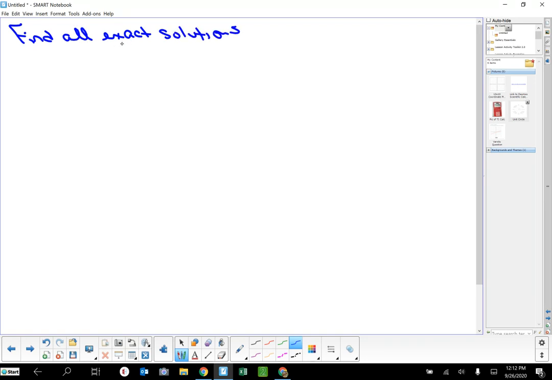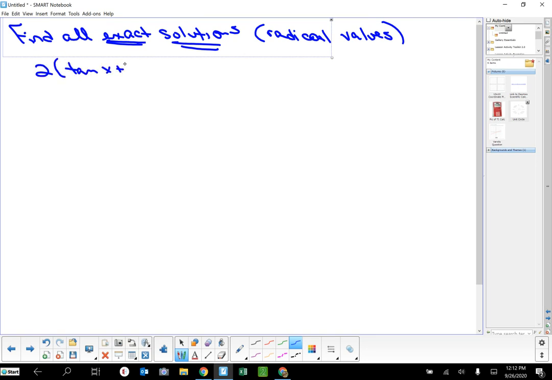And by now I would think you would know that exact solutions means we're talking about radical values. You're not looking for decimal values. Find all radical solutions of 2 tangent x plus 3 equals 5 plus tangent x, where 0 is less than x is less than, not less than or equal to, just less than.